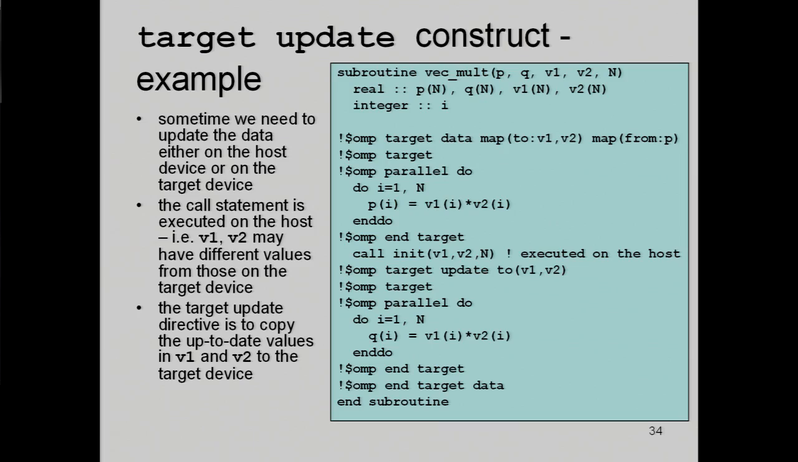Yes. Does the target update apply to all the devices that have that data, or do you have to specify which device to update? For example, let's say there are five target devices, and V1 and V2 are on all five of them, then issuing this target update, would it update V1 and V2 on all of them? Okay, good question. Target update to, without the device clause being specified, will just update the default device, which is implementation defined. If you have more than one device, you had better specify the device, device one, device two, that kind of thing.